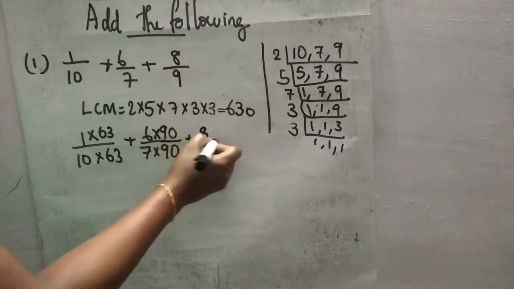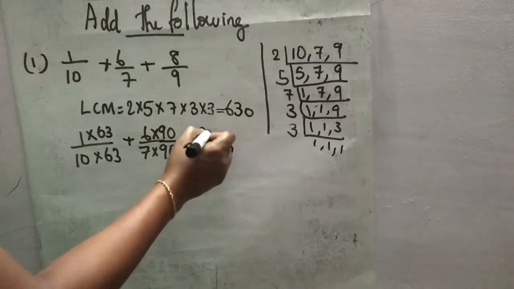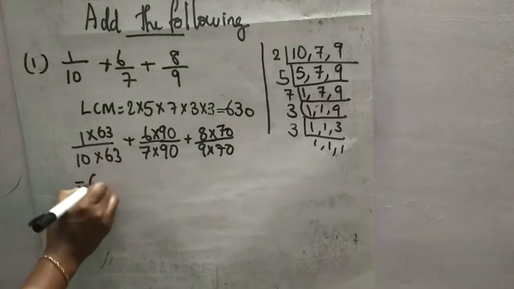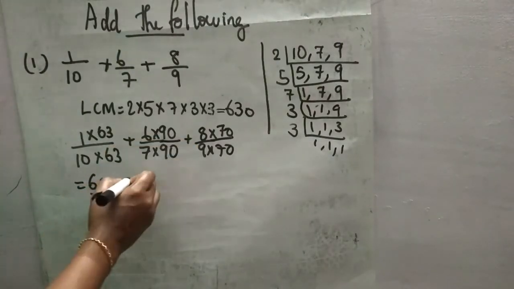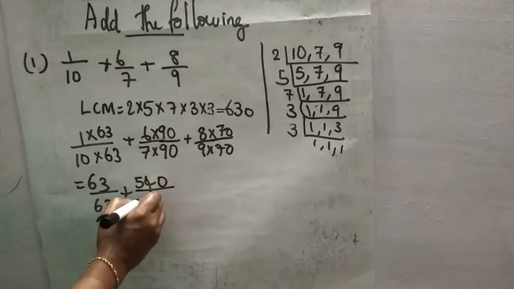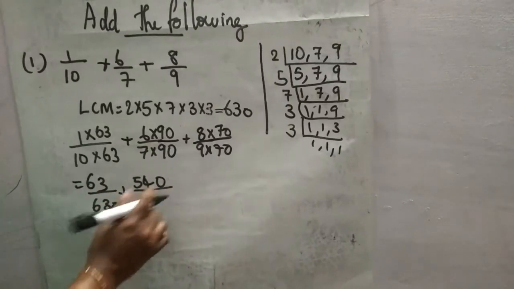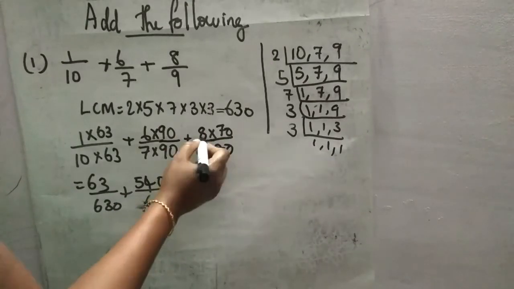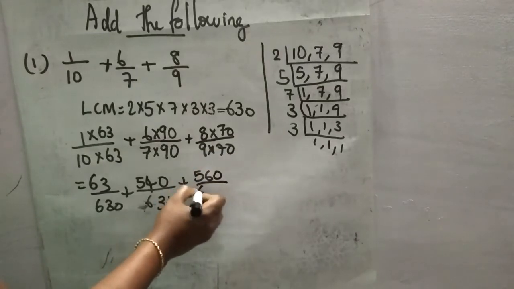Then plus 8 by 9. 9 into which number will you get 630? 9 into 70. So multiply the numerator also with 70. Now, what did you get? 63 by 630. 6 9s are 54, and 540 by 630. 7 into 90, 630. Plus 8 7s are 56, 560 by 630.